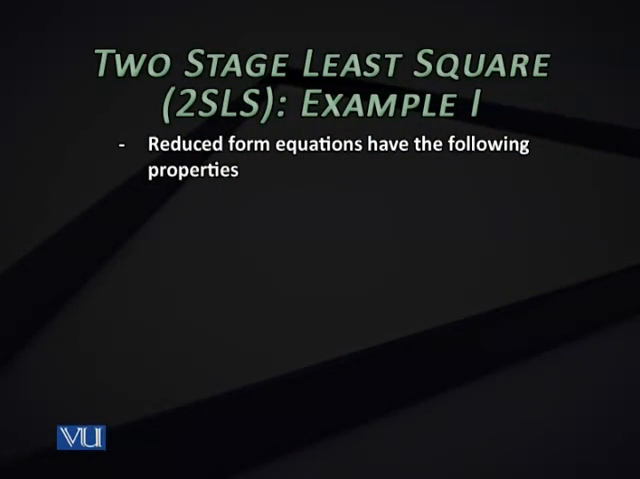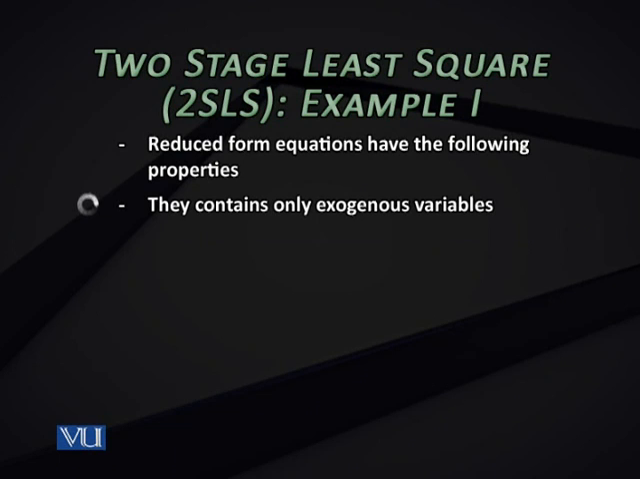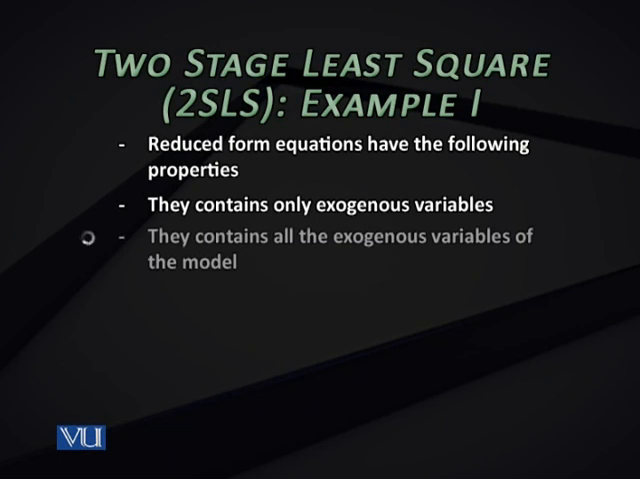Remember the two properties I told you. 1, you have only exogenous variables on the right hand side of a reduced form equation. 2, you have all the exogenous variables of the model on the right hand side of the reduced form equation. You need a reduced form equation for y2. You cannot place y1 as the independent variable because y1 is endogenous. What are the exogenous variables in the model? They are two variables, x1 and x2.